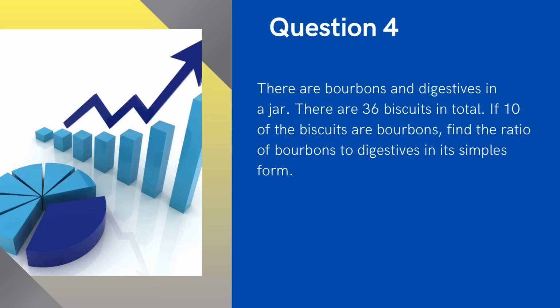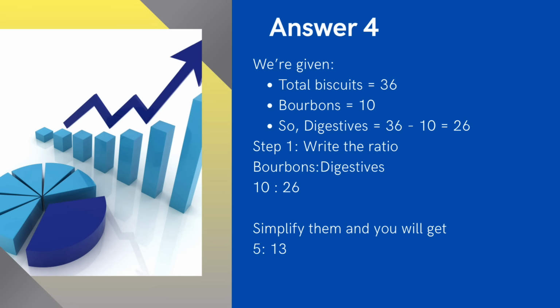Question 4. There are bourbons and digestives in a jar. There are 36 biscuits in total. If 10 of the biscuits are bourbons, find the ratio of bourbons to digestives in its simplest form. Total biscuits equals 36. Bourbons equals 10. So, digestives equals 36 subtract 10, which is 26.